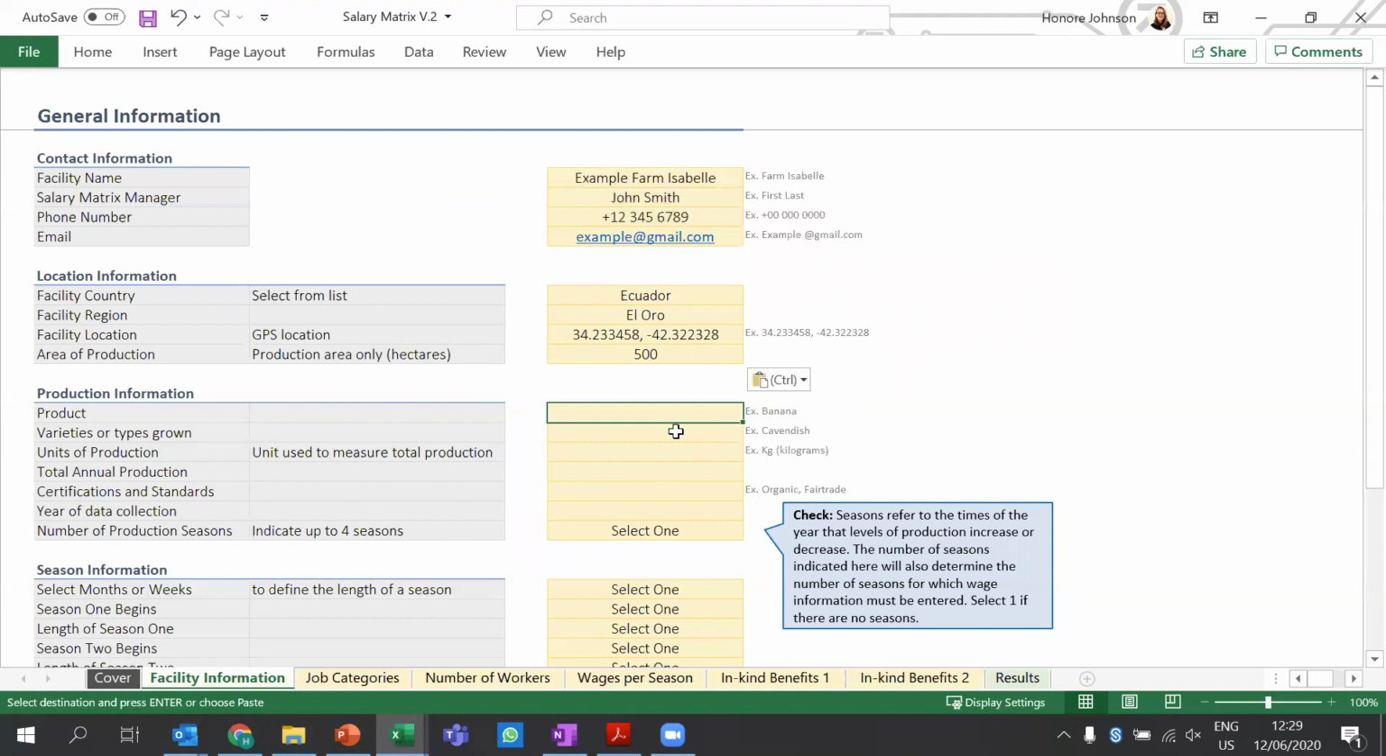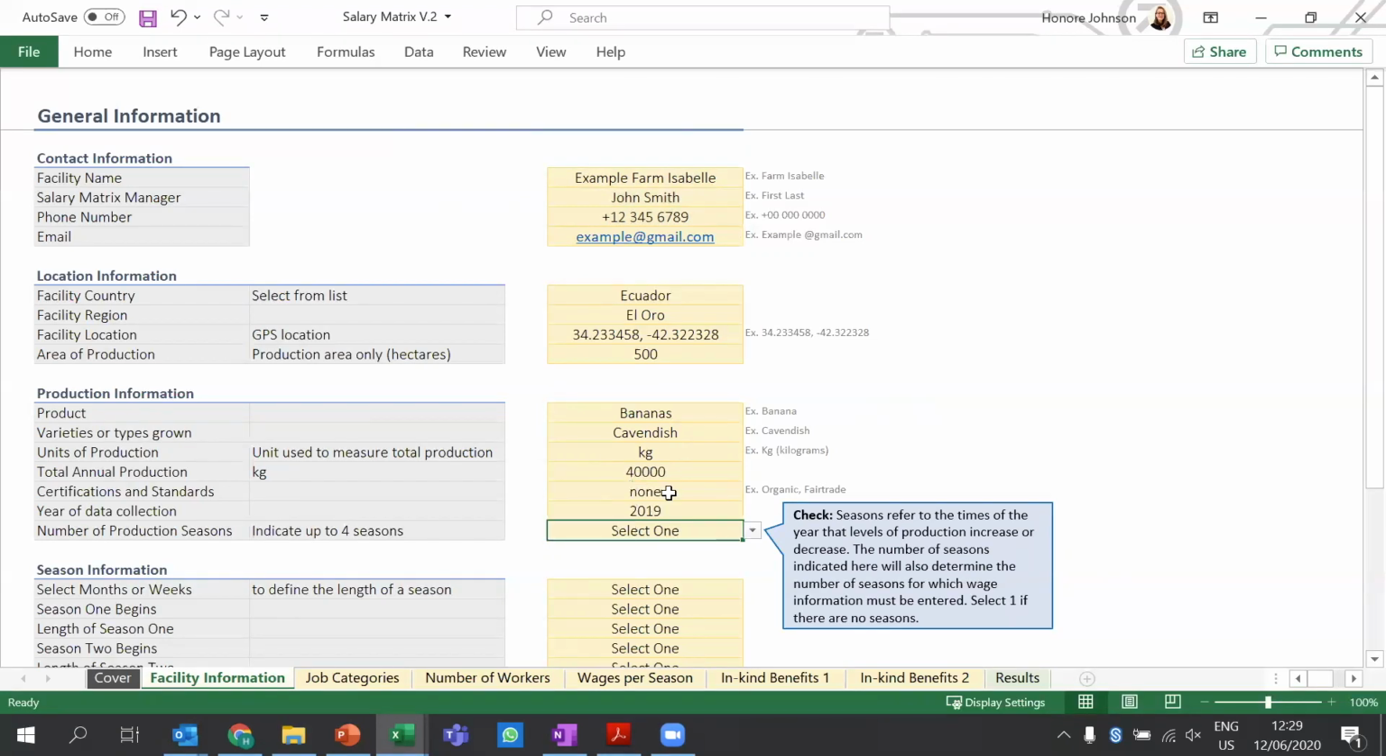For production information, in this case, we will be talking about bananas, and the variety of bananas is called Cavendish. When we're talking about units of production, this is the units used to measure the total production, in this case, kilograms. The total annual production measured in kilograms is about 40,000 kilograms per year. Certifications and standard, in this example, we will have none, and the year of data collection will be 2019.